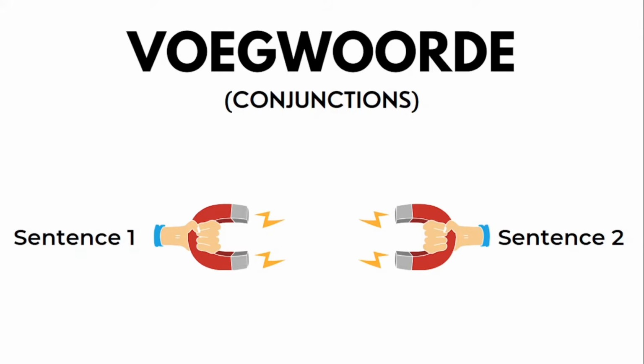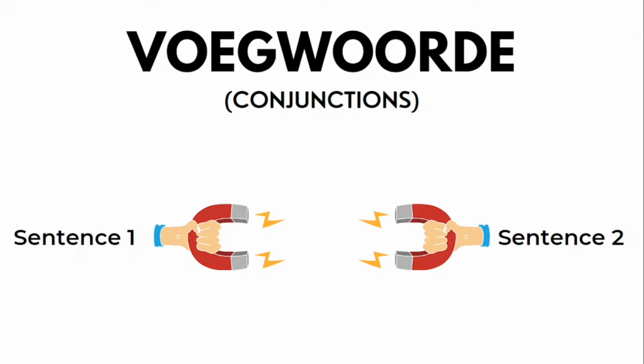So in this lesson, we're going to learn a little bit about voegwoorde, which in English are conjunctions. As you can hear, the word voeg means to add. And in this case, you are adding one sentence to another sentence. So I hope that makes sense with this cool image that I got on the internet.